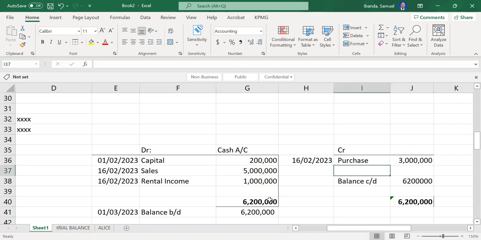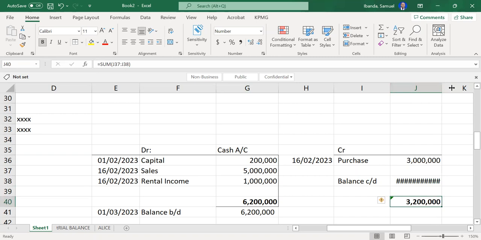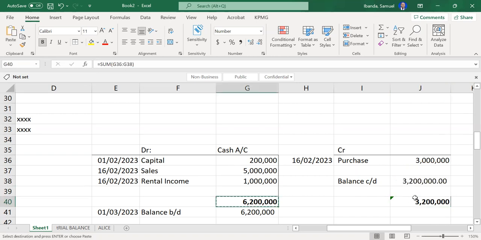So it means that this will change my balances. This side now has 6.2, this side has now 3 million, so this will be 3.2 as my balancing figure, and my total will now be 6.2. My total will still be 6.2, and my balance brought down will be 3.2. I'm just trying to adjust.